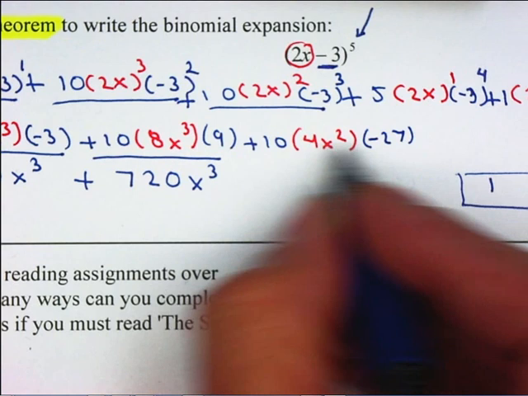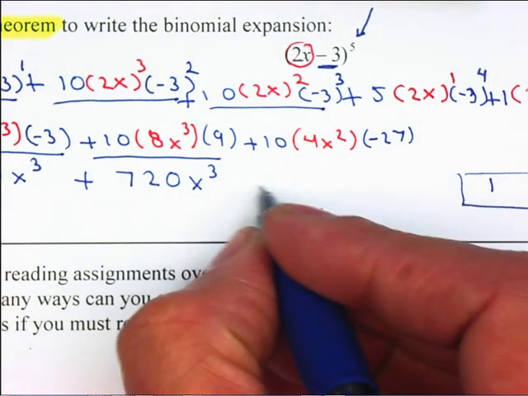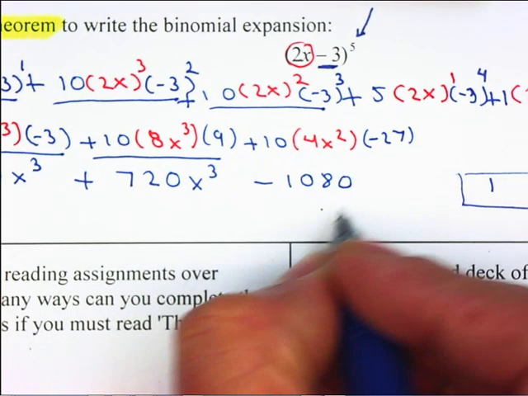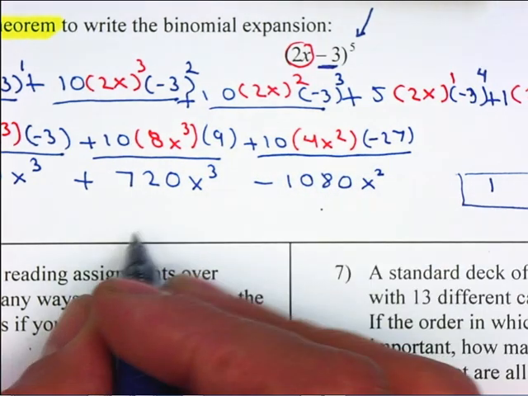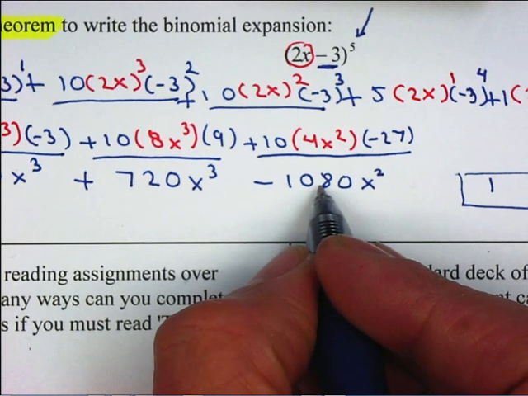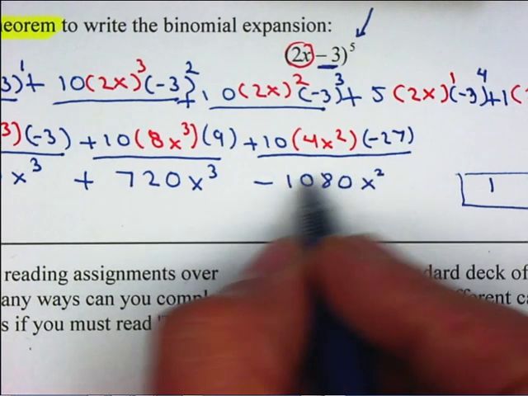4 times 27. 4 times 20 is 80. 4 times 7 is 28. That'll be negative 108. And multiply by 10, add 0. And we have x squared. So you basically just multiply all three numbers. You can multiply 10 times 4 is 40. Times 27 will give you 1080. And remember, positive times negative will give you a negative.